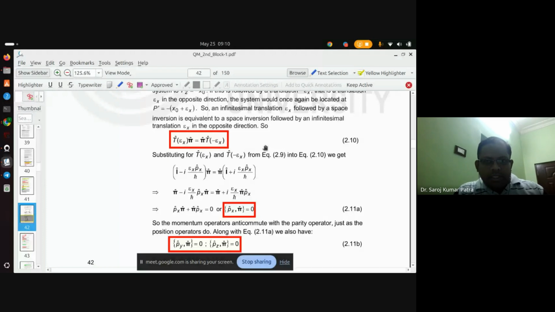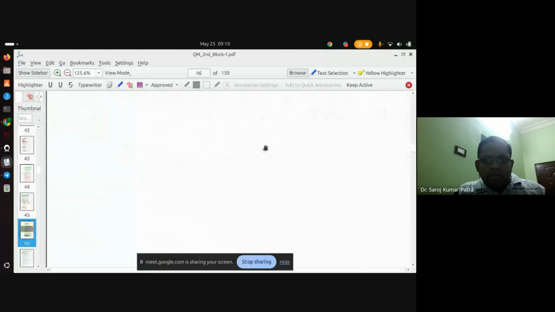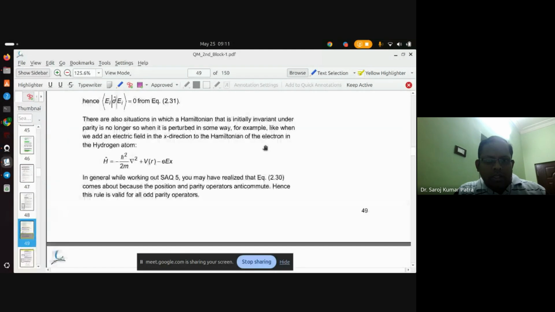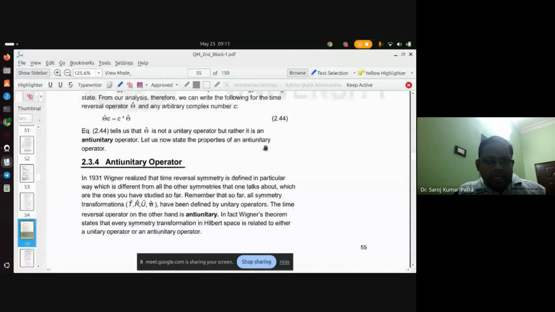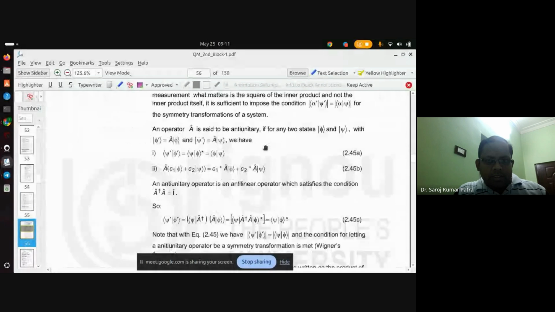So we discussed a bit of parity and all. So today we'll start something called identical particles.